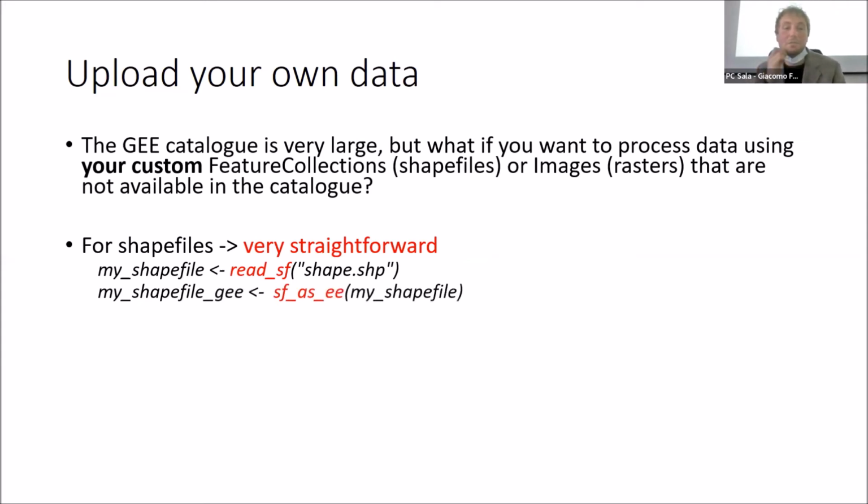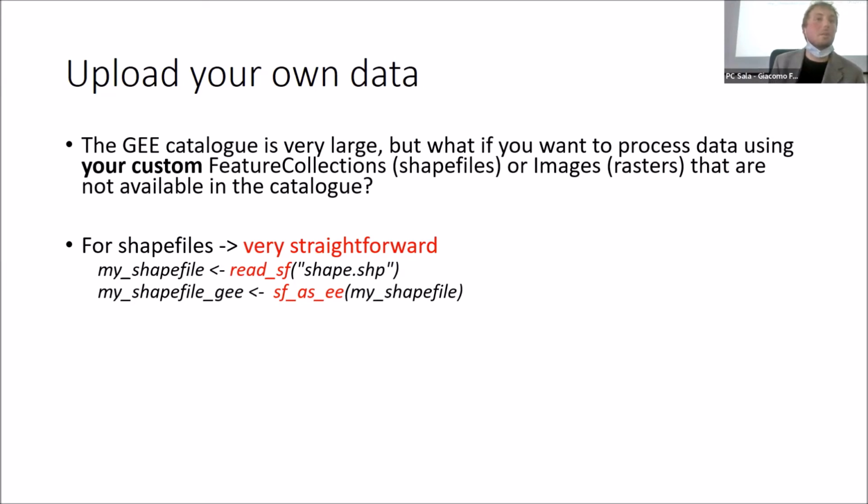And then you simply type SF as EE, and this function will convert your local shapefile into a Google Earth Engine feature collection on the cloud. So it will upload it and ship it to the cloud.